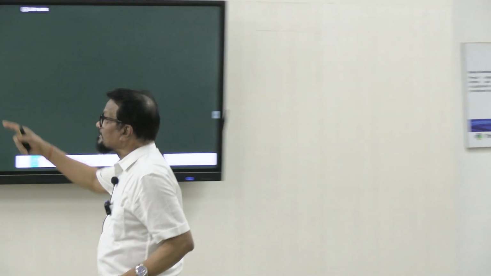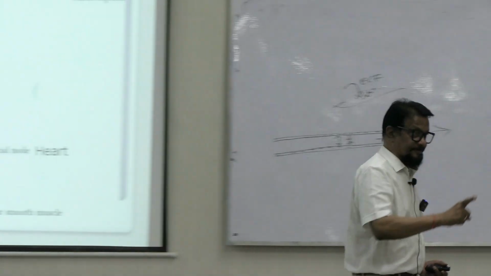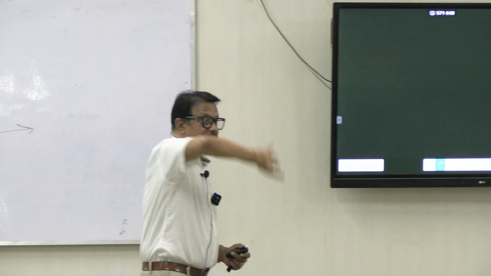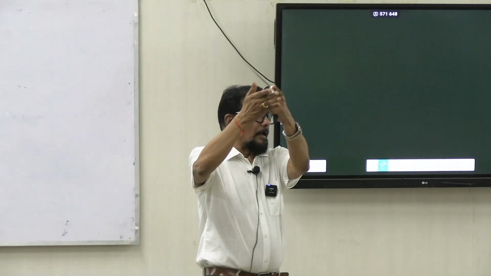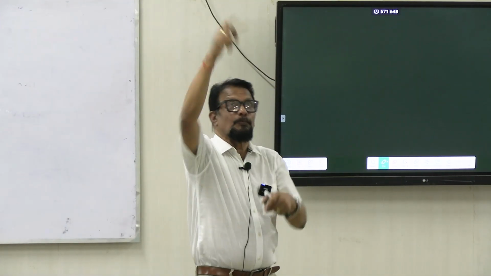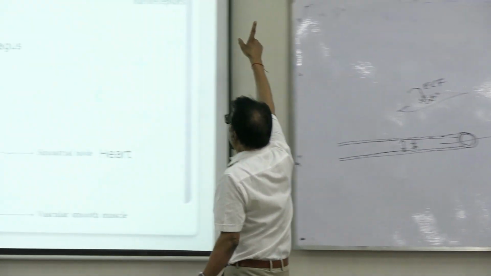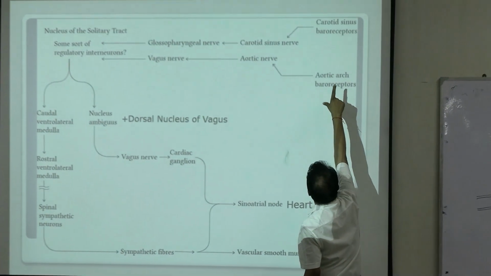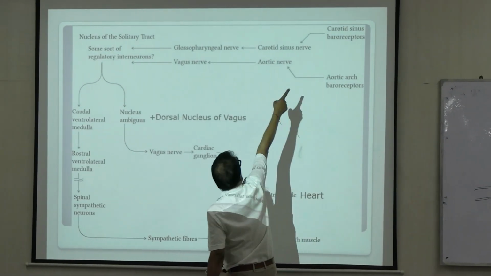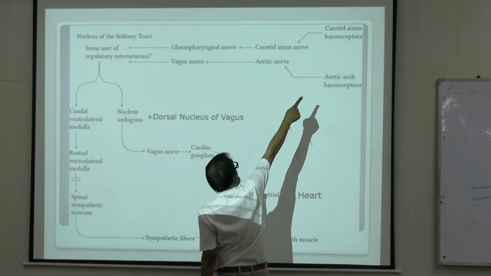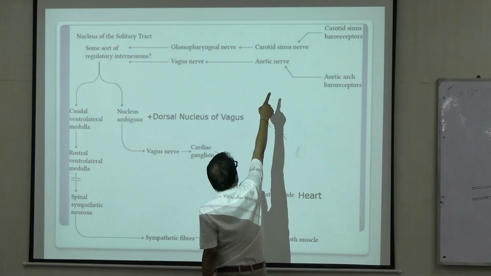Baroreceptors are located in two sites. One is the aorta, the aortic arch, and another is the carotid sinus. So both have baroreceptors. Now with increased blood pressure, aortic baroreceptors and carotid baroreceptors will be stimulated, and the impulse from the carotid baroreceptor will be carried by the carotid sinus nerve.